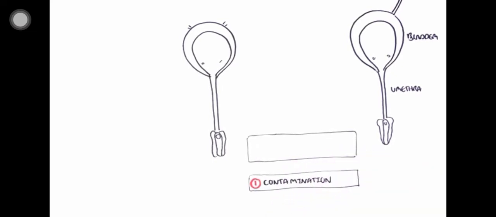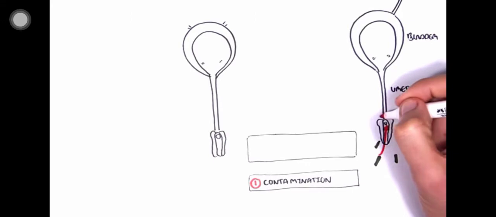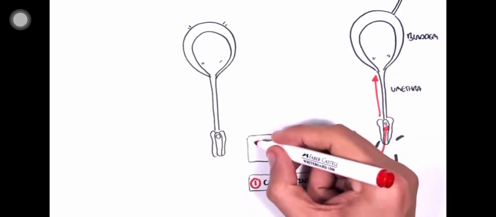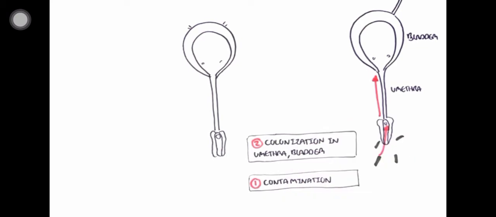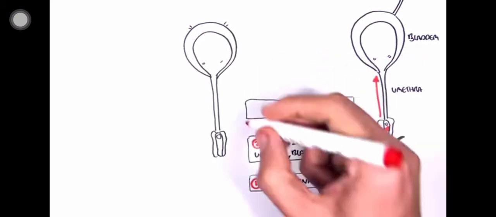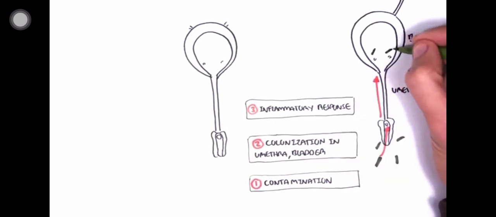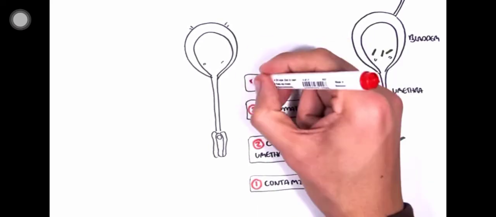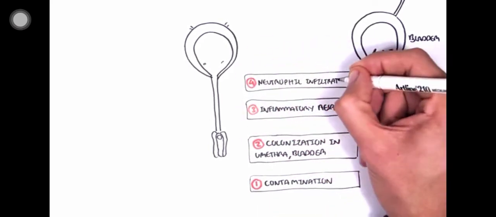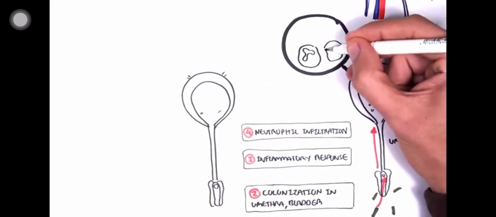Bacteria contaminates the lower urinary tract because of certain risk factors. Let's just say the bacteria is E. coli because it is the most common in 80% of cases. They initially colonize the urethra and the bladder. This triggers an inflammatory response in the lower urinary tract. Neutrophils are then recruited to this area. As you can see in the bladder, you have bacteria and you have neutrophils.